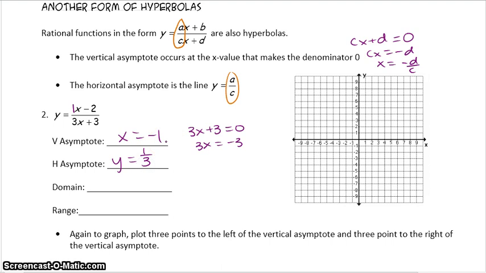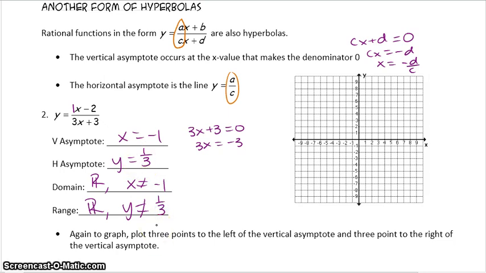And just like before, our domain is our x values. So we have to say, what x values can we not have? Well, we can have any x value, but since we have a vertical asymptote, we cannot have x be negative 1. And for our range, the same thing, we can have all real numbers, but we can't have a y of 1/3 because we have an asymptote there as well.